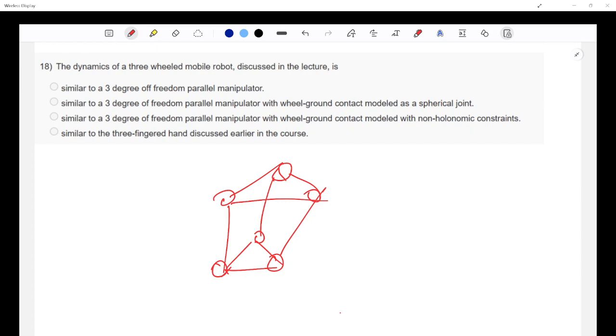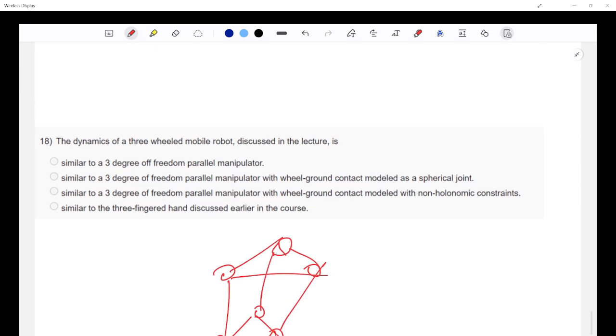Okay. So the option that we have, similar to a 3 degree of freedom parallel manipulator with wheel-ground contact model with non-holonomic constraint, is correct because there are three wheels and then there are three chains, the platform is the robot body and the constraints are from rolling. The other option that we have is similar to a 3 DOF parallel manipulator. It is incomplete because it does not mention the non-holonomic constraint.